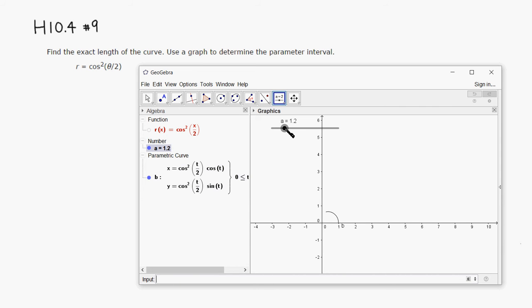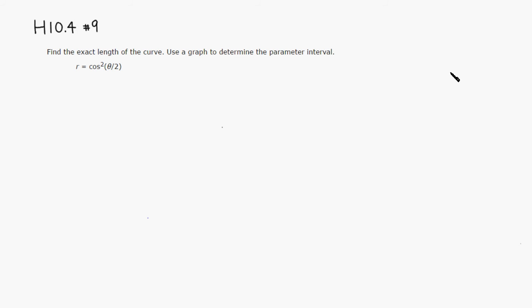If I change the value of a, you can see that it's going to have a shape like that. So this is pi right here. And then I'm going to go all the way to 2 pi to finish it. So it looks like to go all the way around, we're going to go from 0 to 2 pi. So that's the interval.